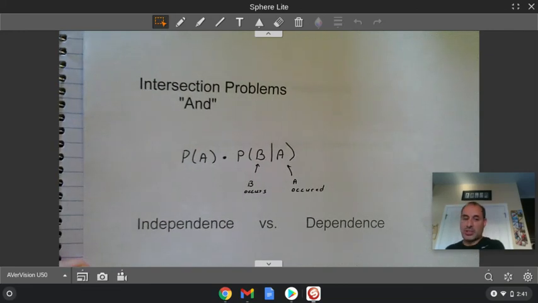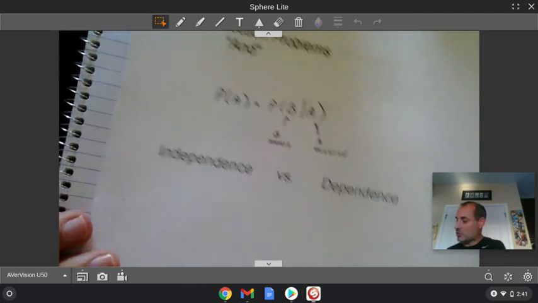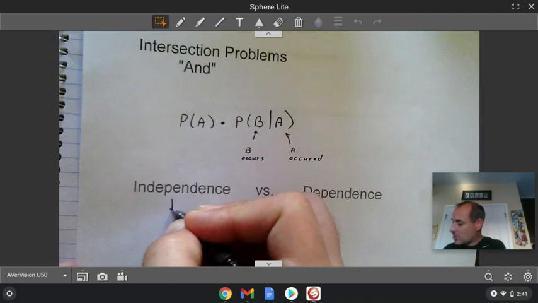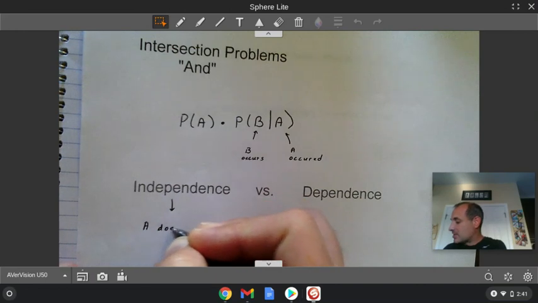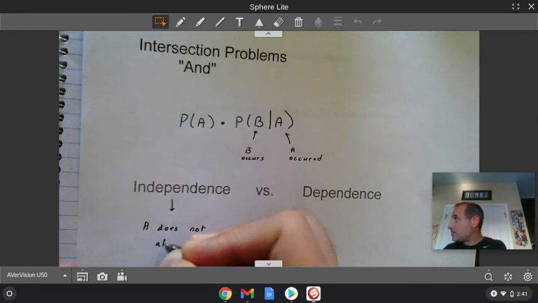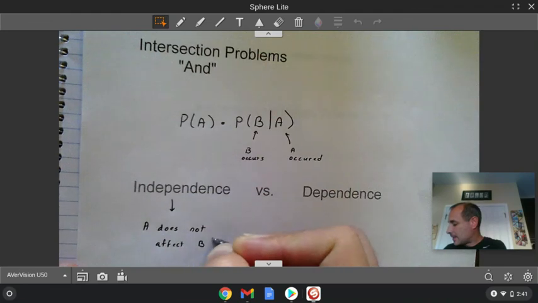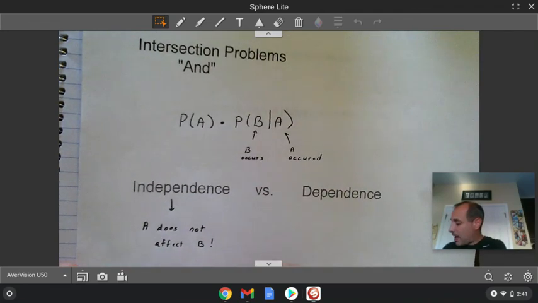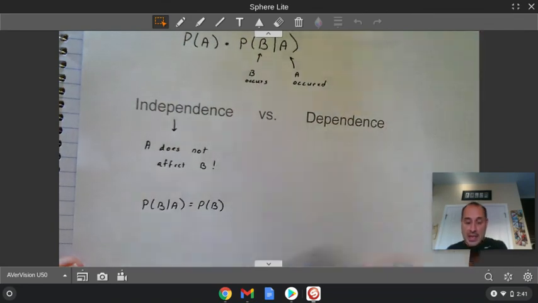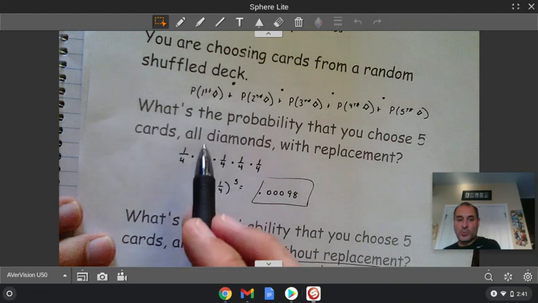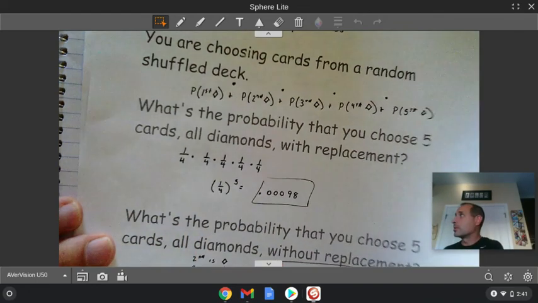However, the two problems look different because if the events are independent, then A does not affect B, and the probability of B given A is actually just equal to the probability of B. If A does not affect B occurring, then these two probabilities are the same, which is why when I did this last problem, I just did 1/4 times 1/4 times 1/4.